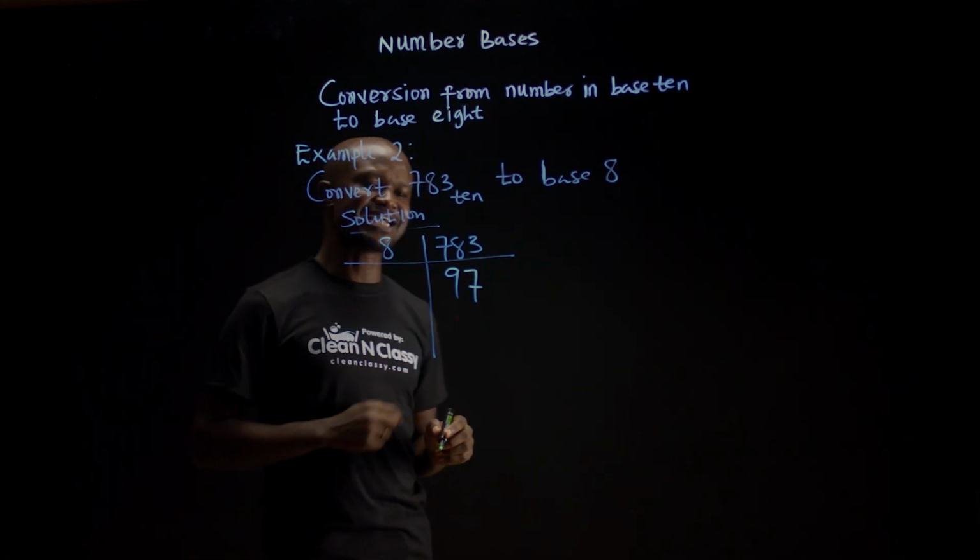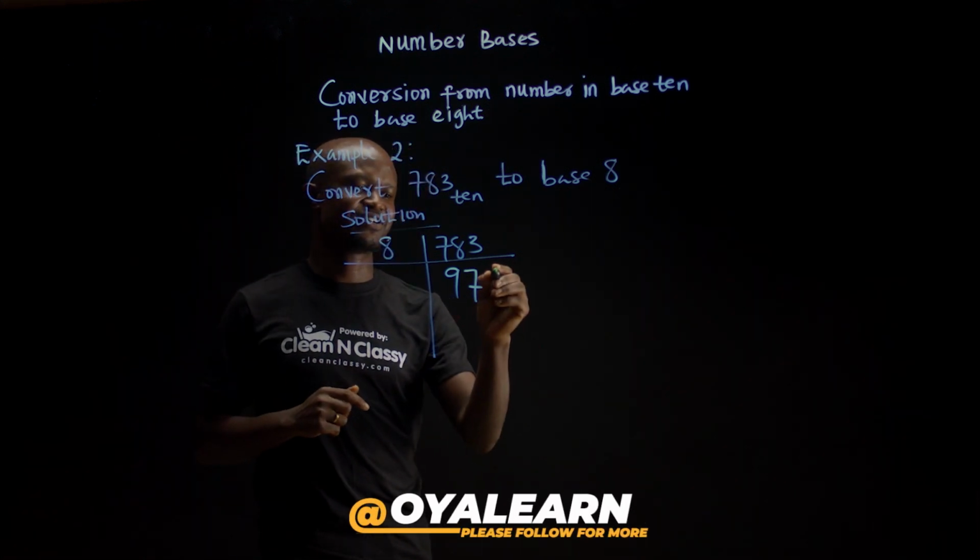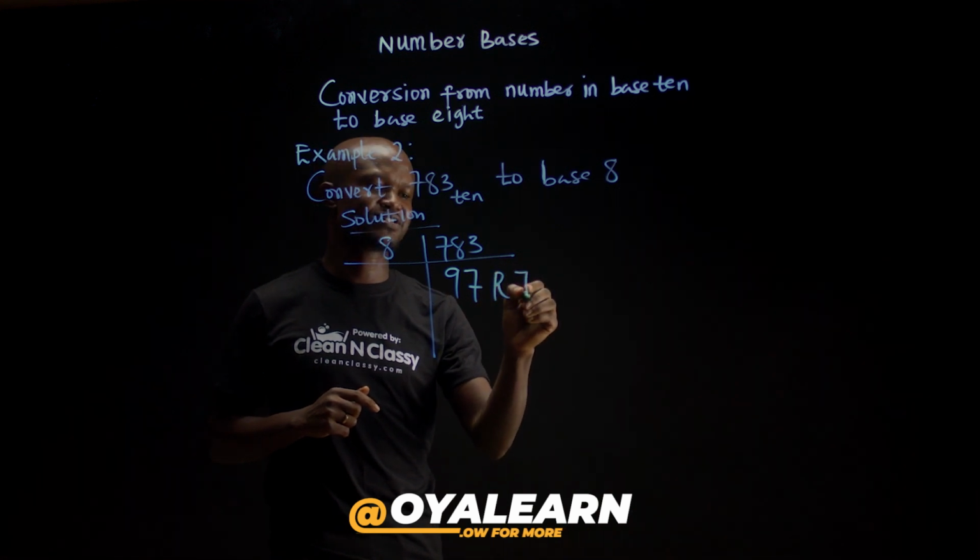Now, 7 times 8, 56. Take away from that 63. You now have remainder what? 7.